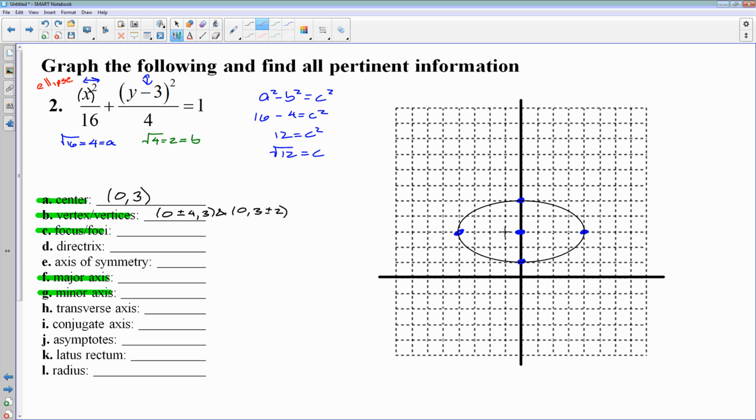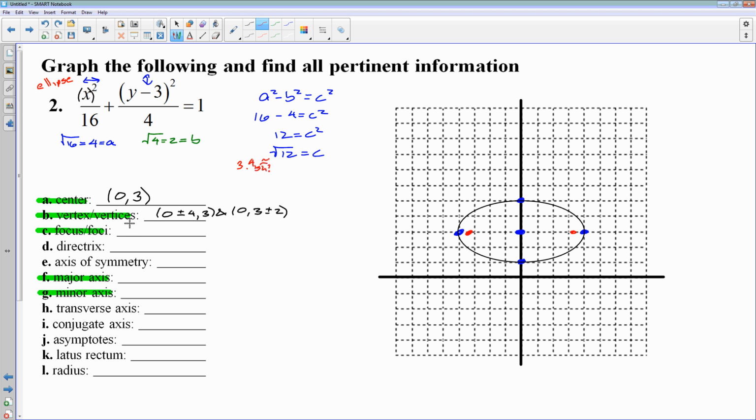And the foci go on the long axis. That's our major axis. So I'm going to go left, and I'll go right with the square root of 12. Now, you will have a calculator, so you could punch that in. That's going to be somewhere in the vicinity of 3.4-ish. So I know I'm going to go left 2, 3, and a little bit more. And I'll go right 2, 3, and a little bit more.